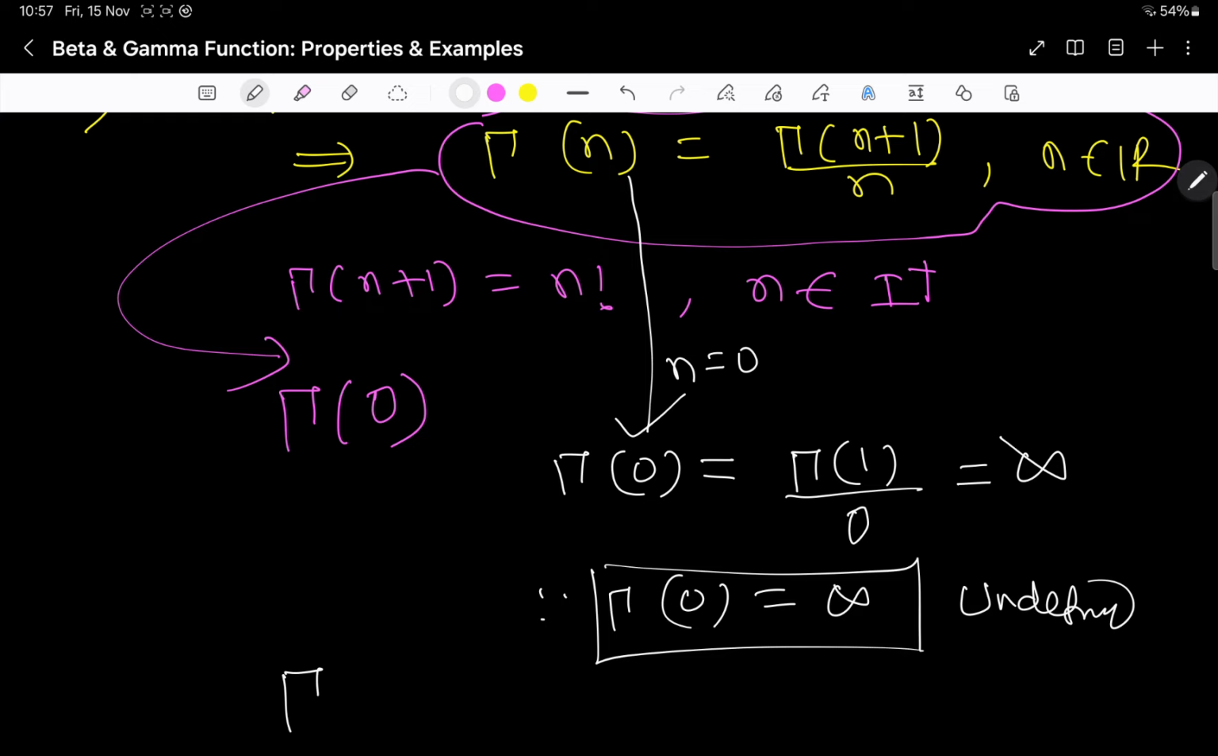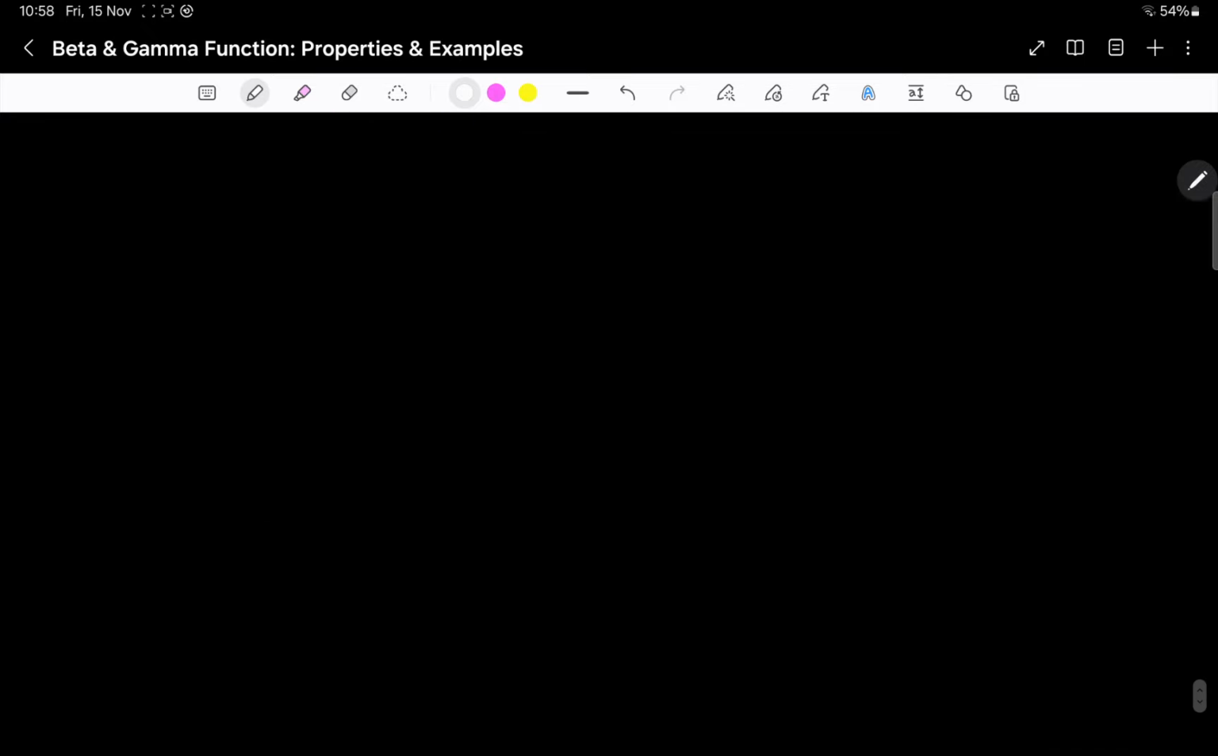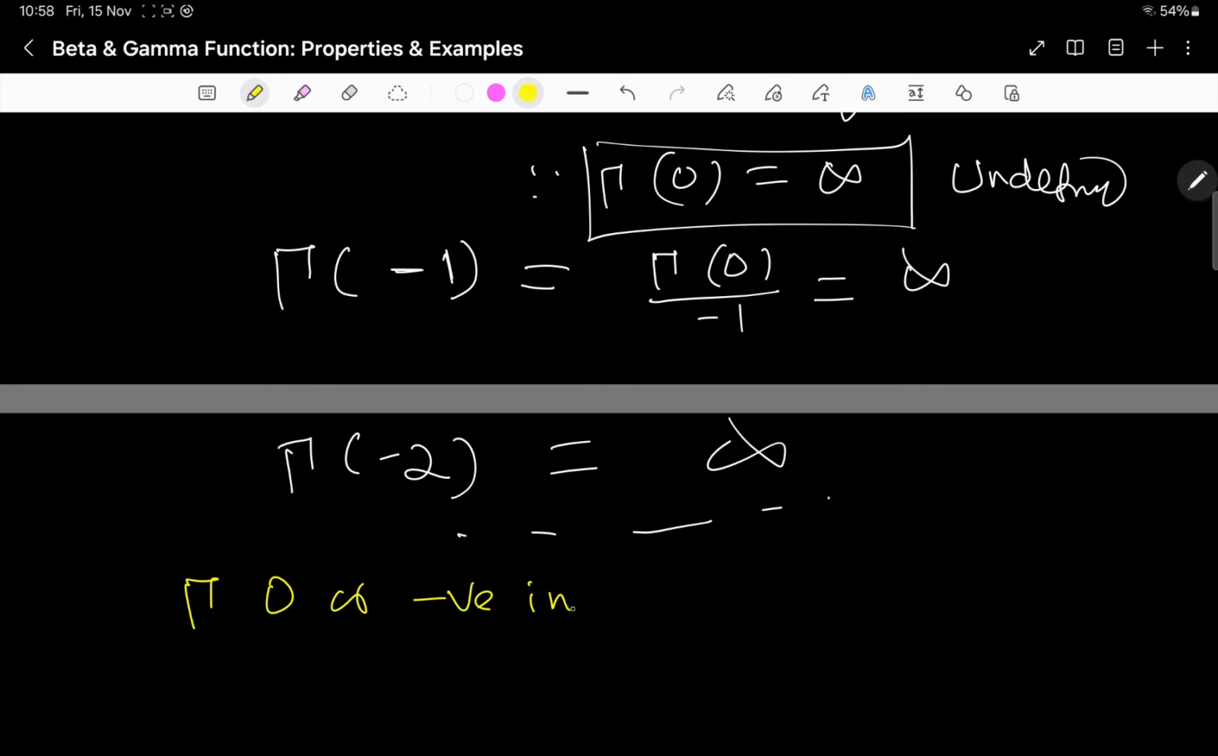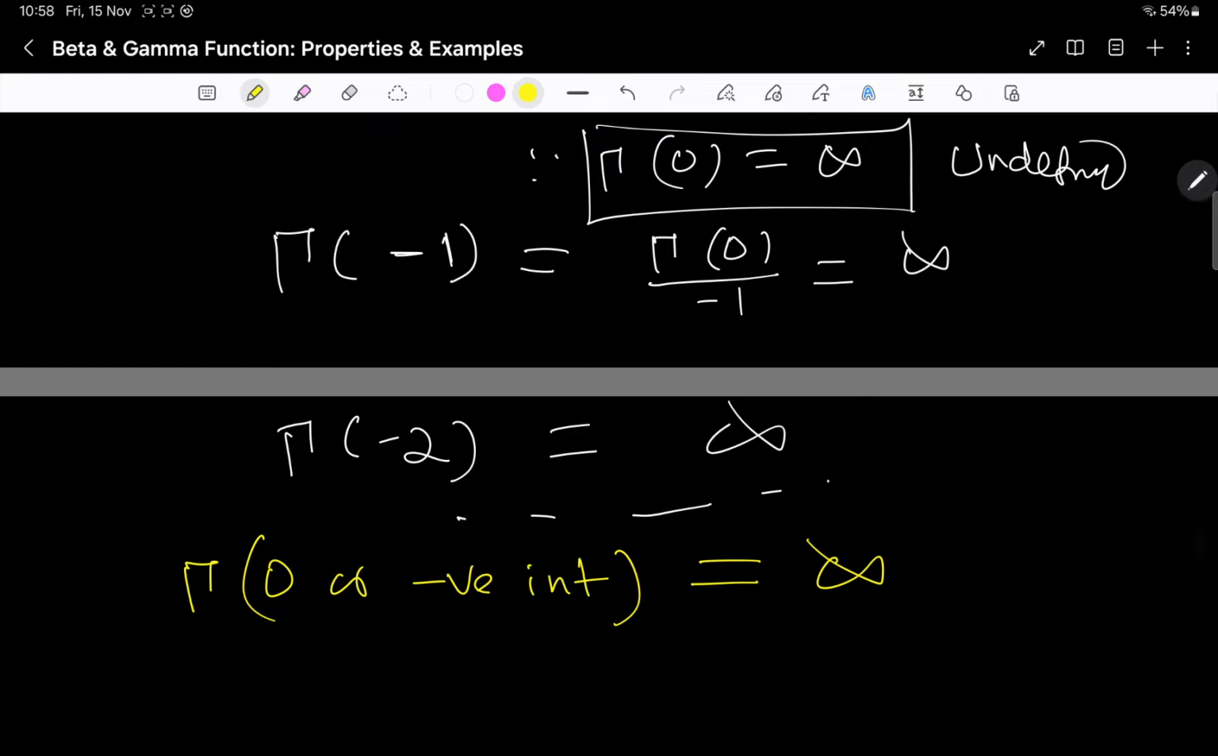Similarly if I ask what is gamma of minus 1, if you put n equal to minus 1 here, it will give you gamma of 0 by minus 1. It is again infinity. Similarly, if I continue, what is gamma of minus 2? It will also be infinity. So continue in this way. Our conclusion is gamma of 0 or a negative integer is infinity or undefined.